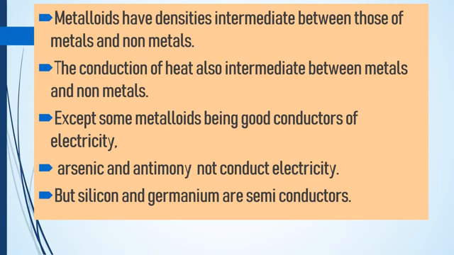Here they are talking about conduction of heat, and they say except some metalloids being good conductors of electricity. So some of the metalloids can conduct heat, and some of them conduct electricity. Arsenic and antimony do not conduct electricity. These two metalloids cannot conduct electricity, but silicon and germanium are semiconductors. Semiconductors means they can conduct electricity sometimes, and sometimes they won't conduct. Semi means half. So silicon and germanium we can call semiconductors.